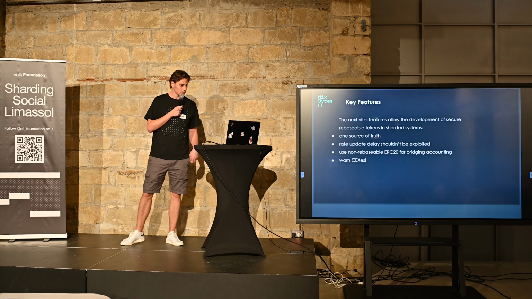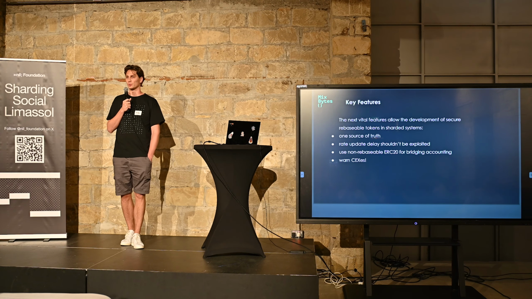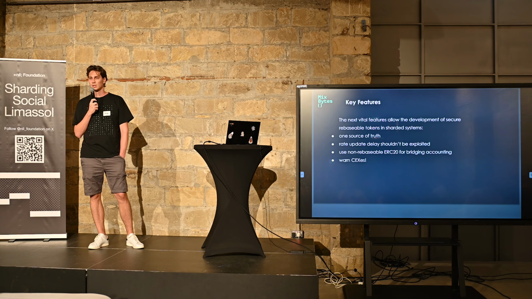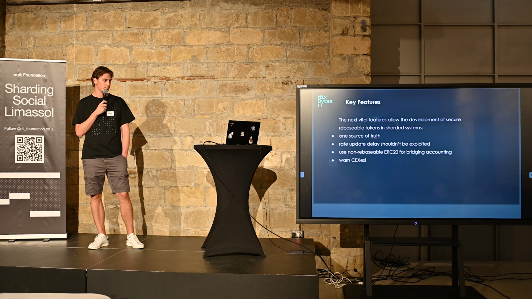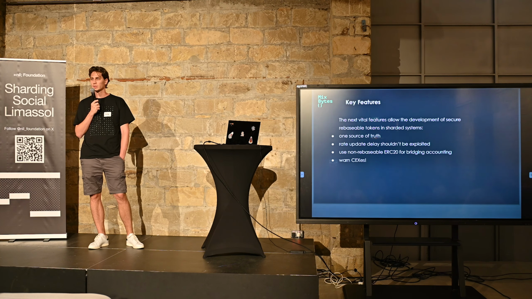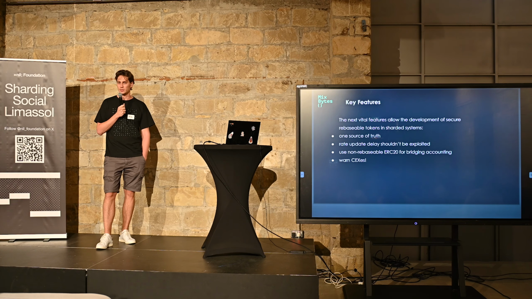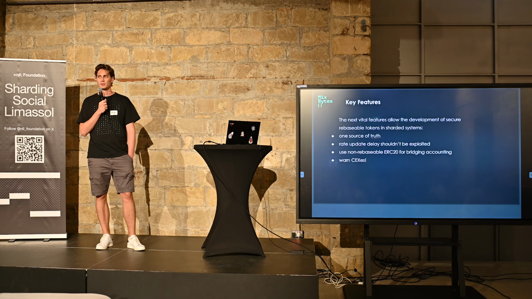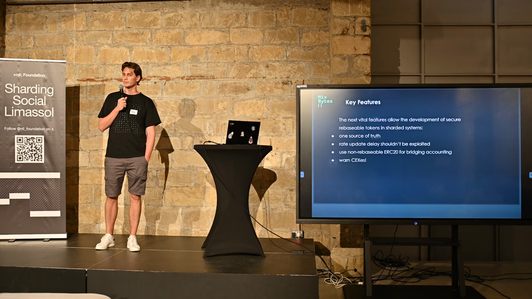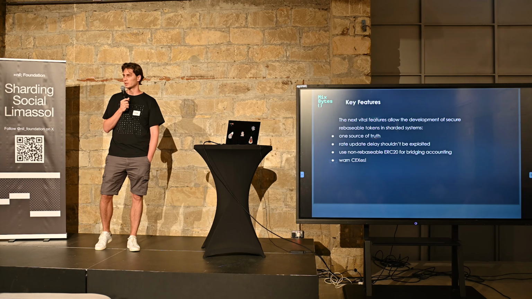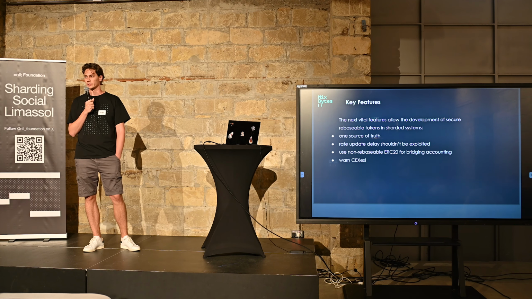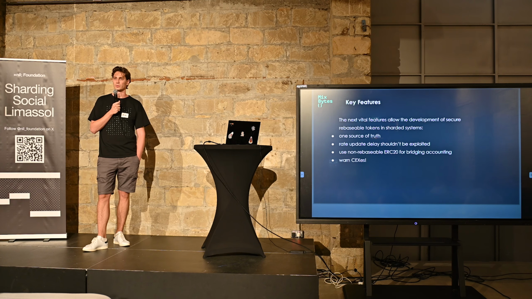And the features that allow you to build such tokens, and these rules can be used also, I think, in sharded systems to build something that requires updates every day. The first one is that you need to have only one source of truth, because if you have different sources that tell you the current exchange rate equals X or Y, then you cannot build on such systems.